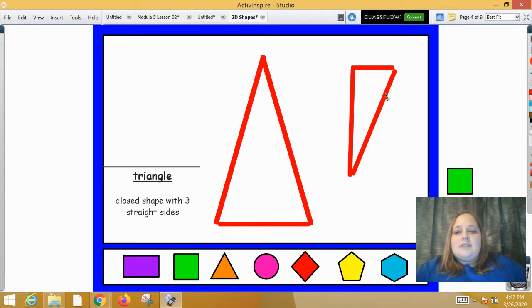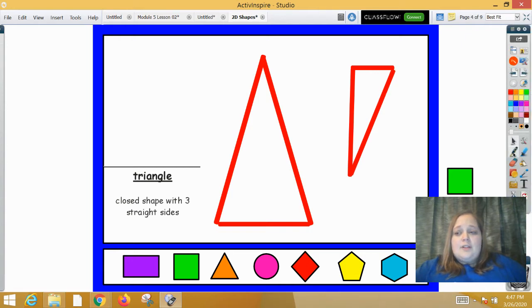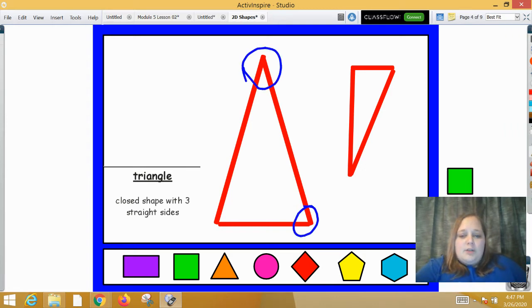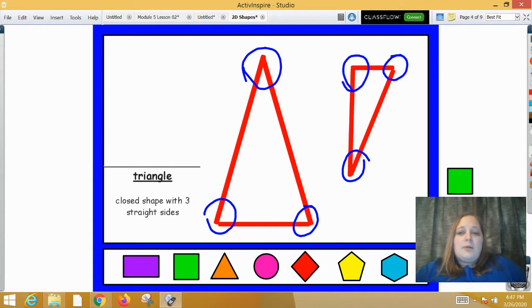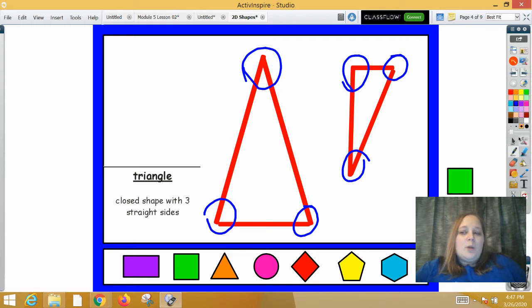Now let's check these. Let's see if they have corners or angles. So I'm going to circle the corners. Corner number 1, corner number 2, corner number 3. My shape has 3 corners. Let's try this one. Corner number 1, corner number 2, corner number 3. 3 corners. Now, are they square corners?